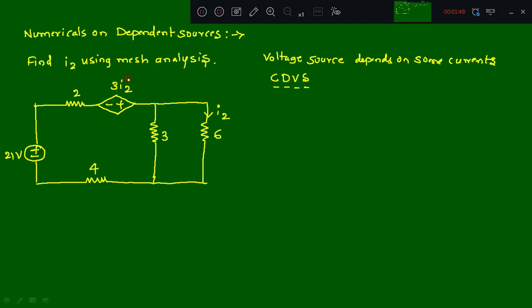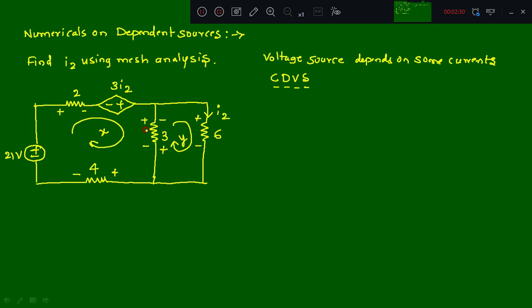What is this I2 then? I2 is the current flowing through the 6 ohm resistor, that we need to find out. The first and foremost step in all these numericals is to denote the loop currents. Denote the loop current in this loop as X, and in this loop as Y. The next step is sign conventions. Here plus, here minus, here plus, minus with respect to the X loop. Now with respect to the Y loop, here plus, minus. So the second step is over.